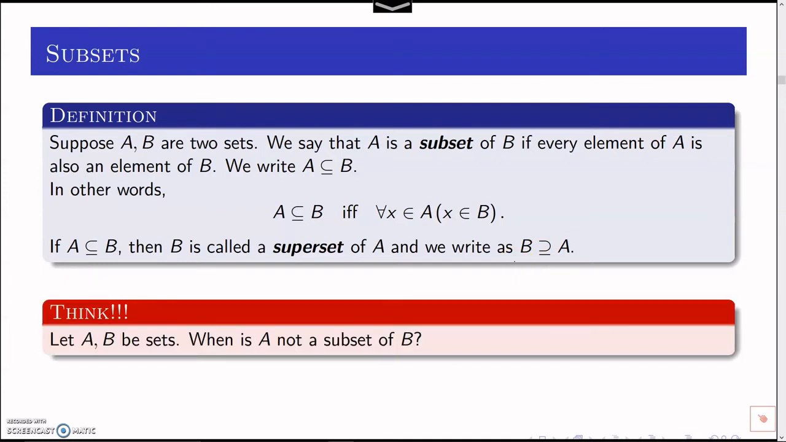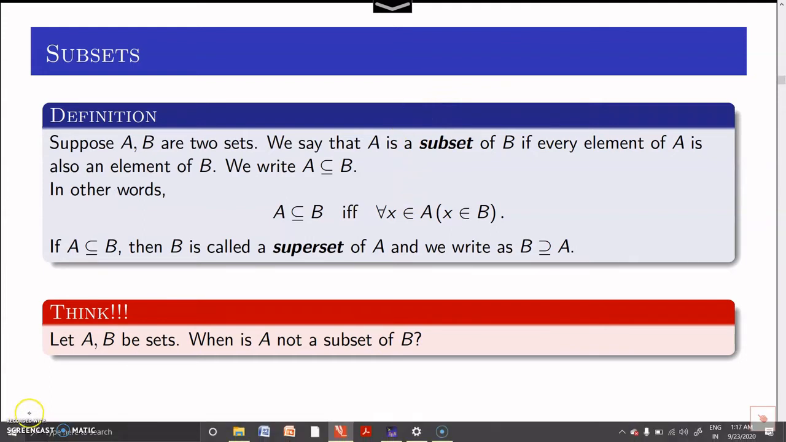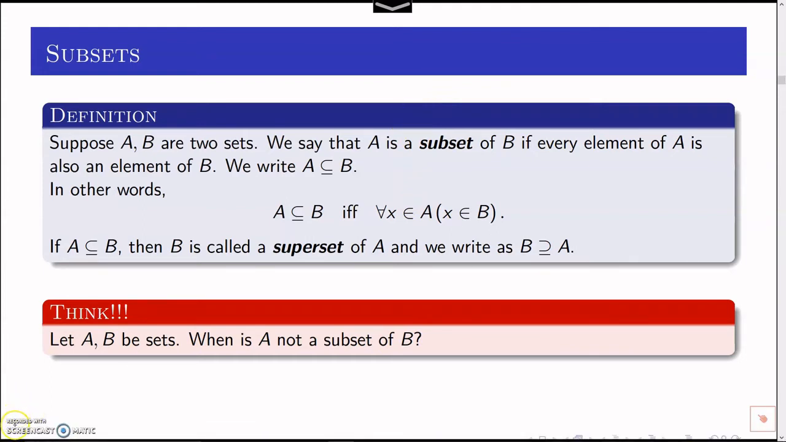Now if you have two sets A and B, when will you say that A is not a subset of B? Okay, so you can think on this. You only have to negate the given statement: A is a subset of B. All right, so when will you say that A is a subset of B? You all can think on this.